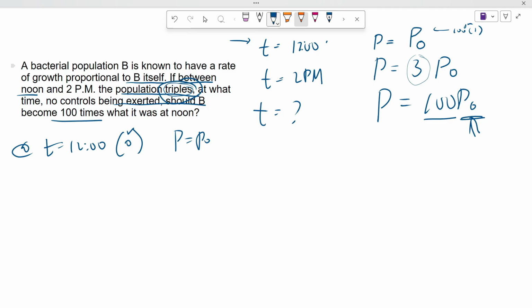So what is this? This is growth. Since it started at 1, became 3, then 100 times. So the formula is P equals C e raised to kt, positive k. P equals C e raised to kt.